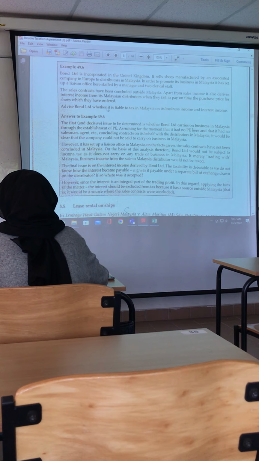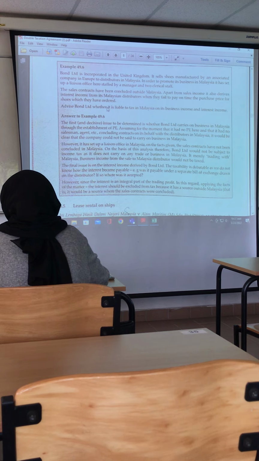Alright, Bond Limited is incorporated in the UK. It sells shoes manufactured by an associate company in Europe to distribute in Malaysia. Alright, UK, and Europe, and Malaysia. In order to promote business in Malaysia, it has set up a liaison office here staffed by a manager and 2 clerical staff. Sales contracts have been concluded outside Malaysia. Apart from sales income, it also derives interest income from Malaysian distributors when they fail to pay on time the purchase price for shoes which they have ordered. Advise Bond Limited whether it is liable to tax in Malaysia on its business income and interest income.